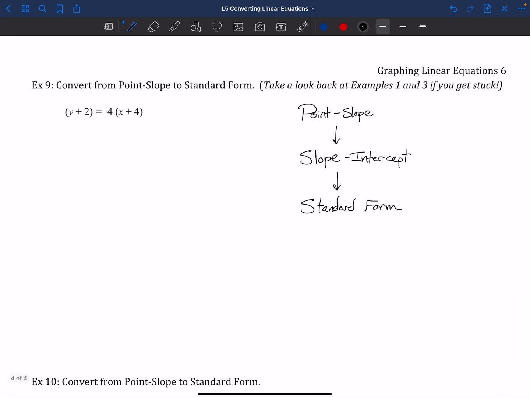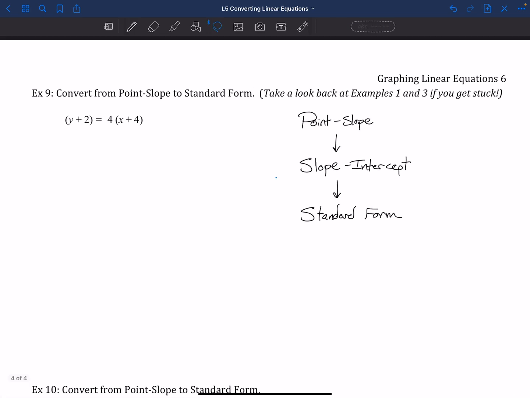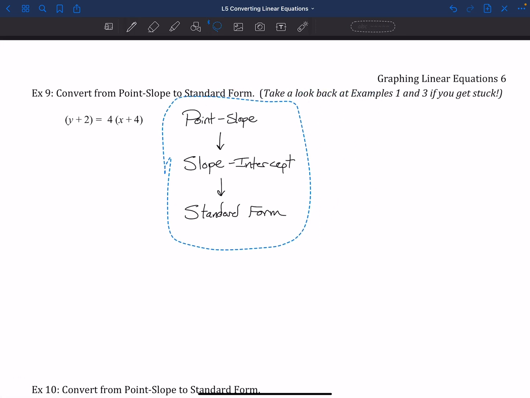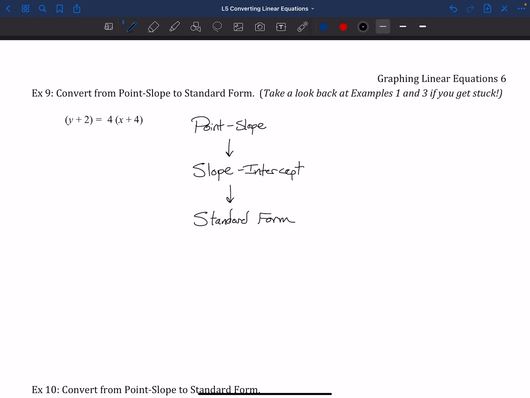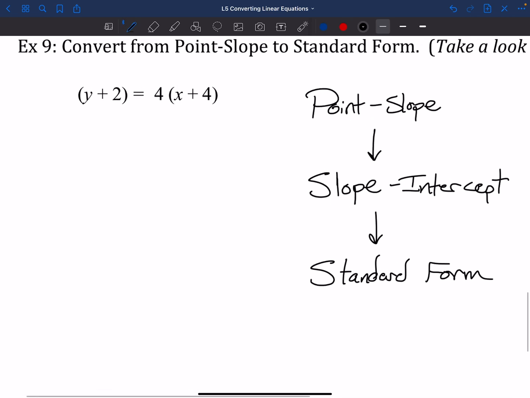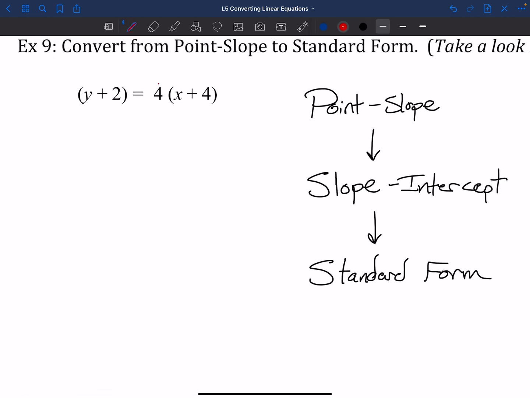So go from point slope to slope intercept first, right? What I know I need to do is go ahead and distribute that slope into the parentheses to help me get rid of that. All right, so let's do that first. So 4 is going to multiply into x and into that other 4. So I have y plus 2 equals 4x plus 16. I think this might be the same problem that we started off with, right? And that's okay, right? So we know that we can do it.